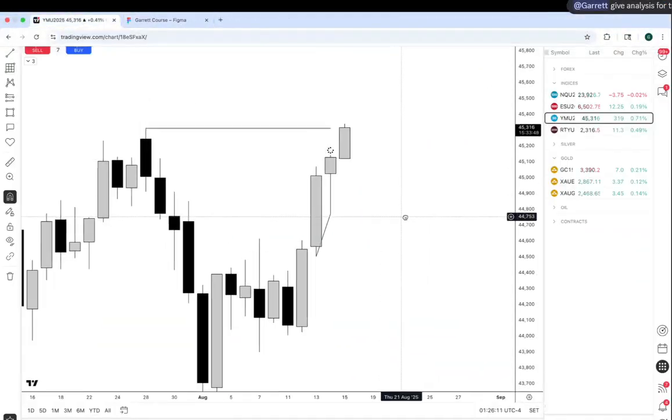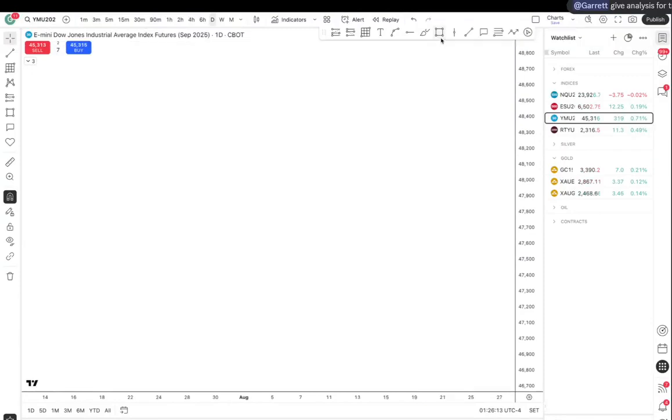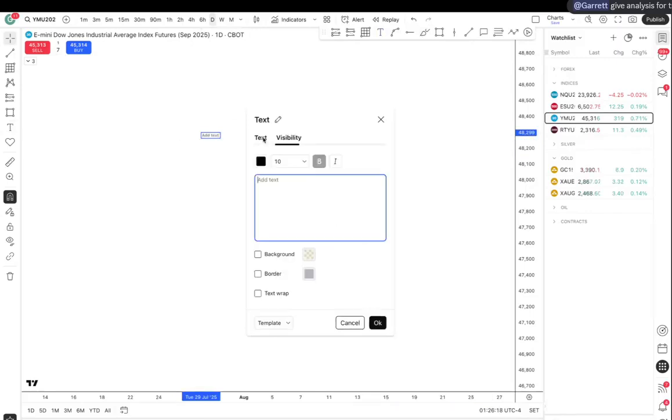But I will give you guys a little cheat sheet here. Bear with me because I type slow as hell.